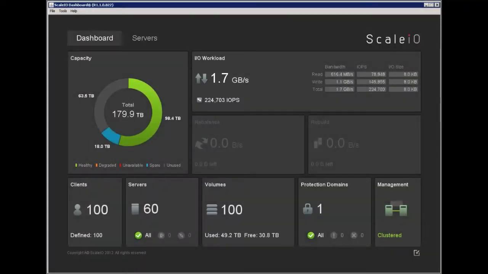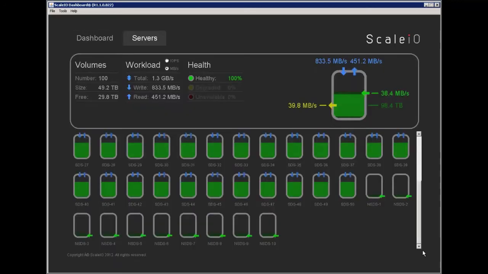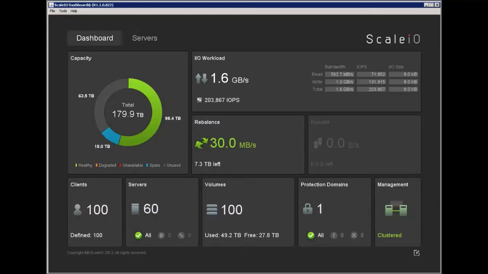If you take a look, you can see that the total capacity is increased and we're starting to rebalance across these 10 nodes in the cluster. The rebalance is driving about 30 megabytes per second of rebalancing bandwidth while also supporting the primary storage workload.